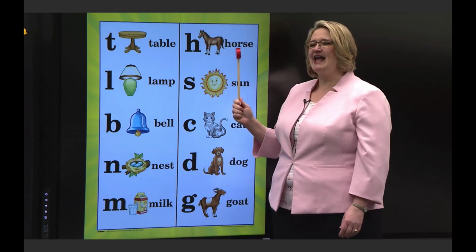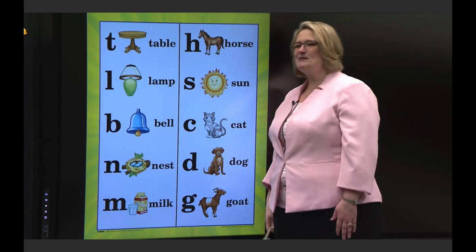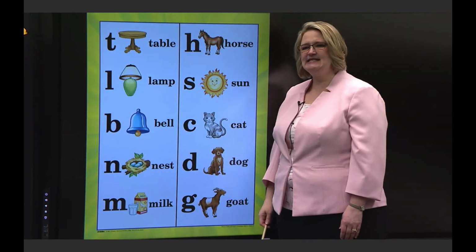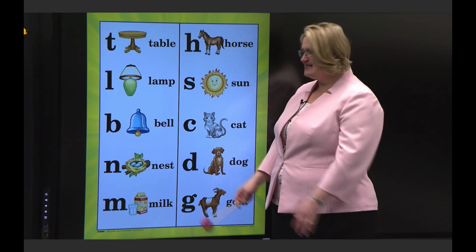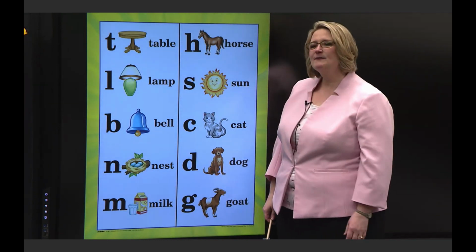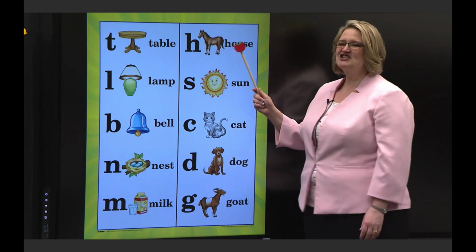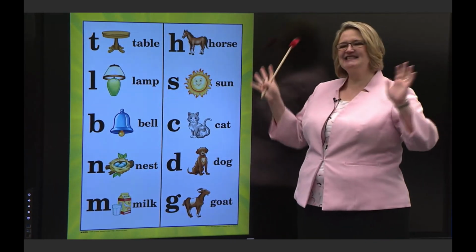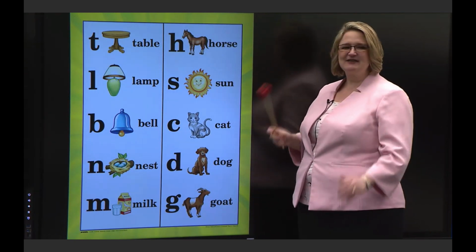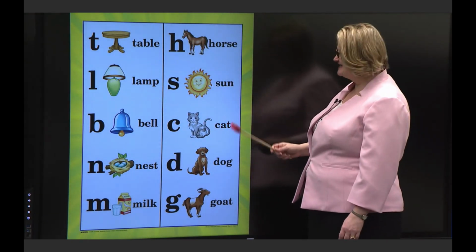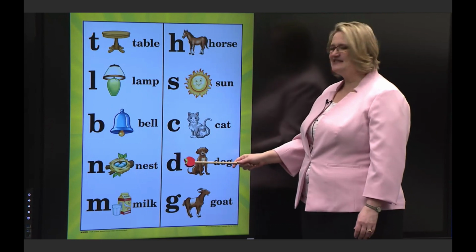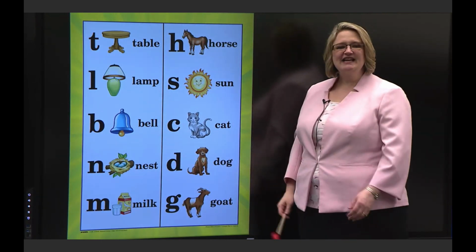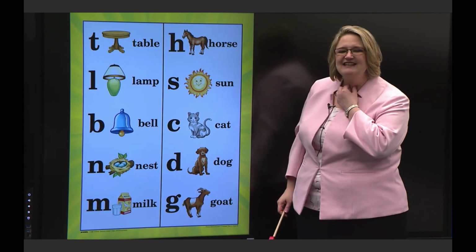L, l, lamp, l, l, l. B, b, bell, b, b, b. And nest, and milk, H, horse, S, sun, C, cat, D, dog, G, goat, G.